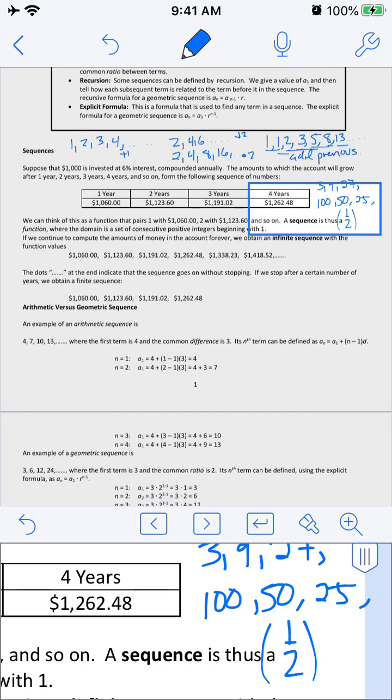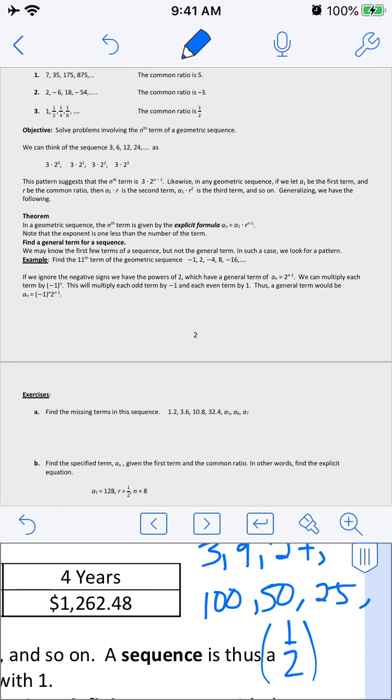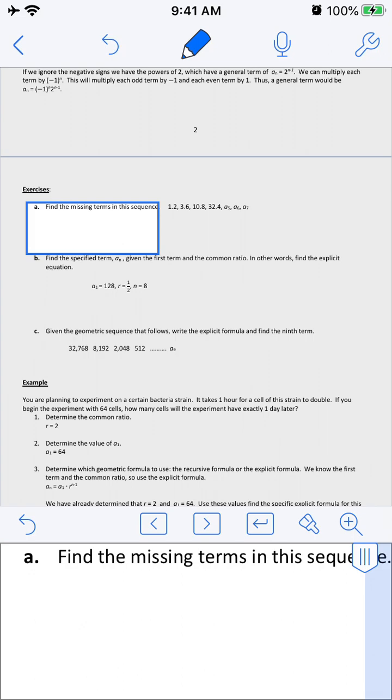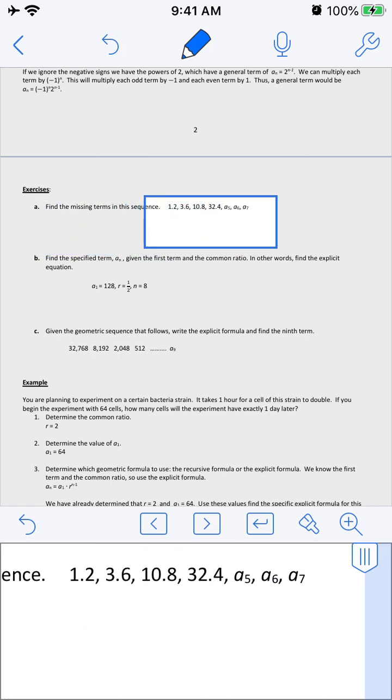So, all right, cool. So we're going to jump down. There's some technical stuff, but let's start with some exercises. Find the missing terms of the sequence. So we've got this sequence here. It's definitely not 1, 2, 3, 4, 5. It's 1.2, 3.6, 10.8, 32.4, and then it has this A5, A6, A7 thing going on. The missing terms are these subscripted ones here.